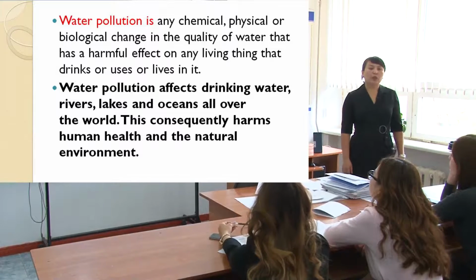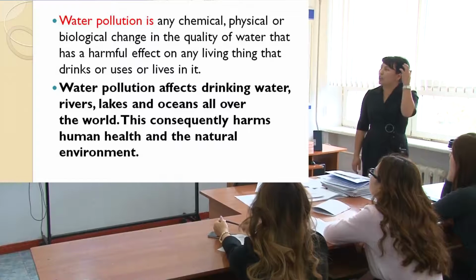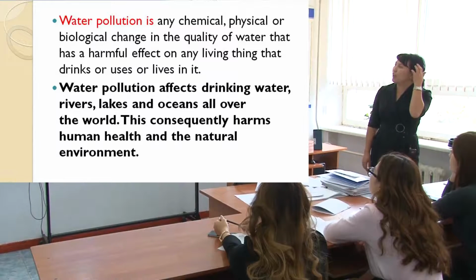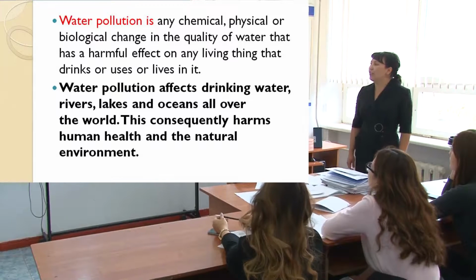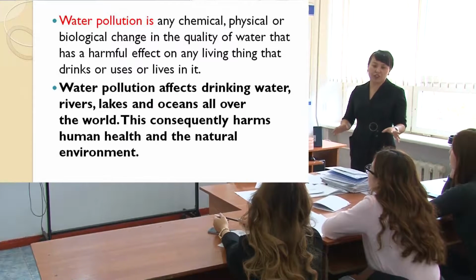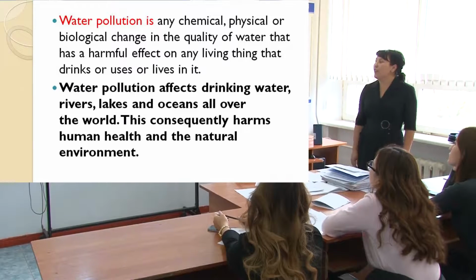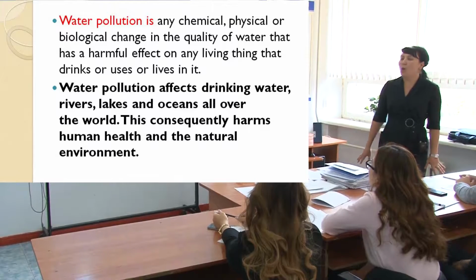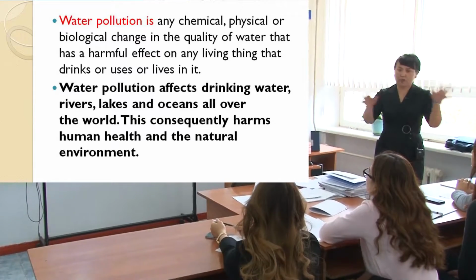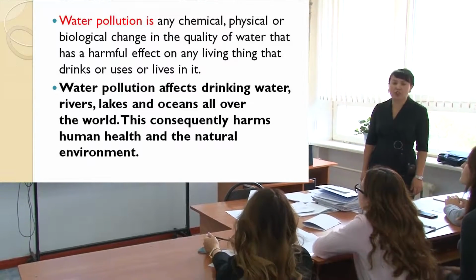What is water pollution? Water pollution is any chemical, physical, or biological change in the quality of water that has a harmful effect on any living thing that drinks or uses or lives in it. Yes? Water pollution affects drinking water, rivers, lakes, and oceans all over the world. This consequently harms human health and the natural environment.